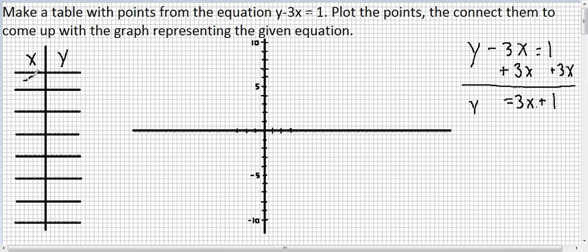Let's choose for the x values minus 3, minus 2, minus 1, 0, 1, 2, and 3. They're relatively small numbers, so they're easy to calculate, and they're evenly spaced, so we will be able to see what's going on when we plot these points. When we plug in x equals minus 3, we get 3 times minus 3 is minus 9, plus 1 is minus 8.